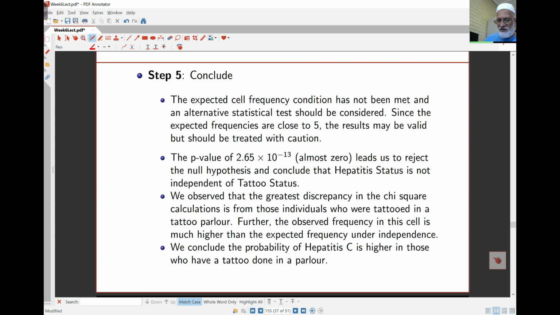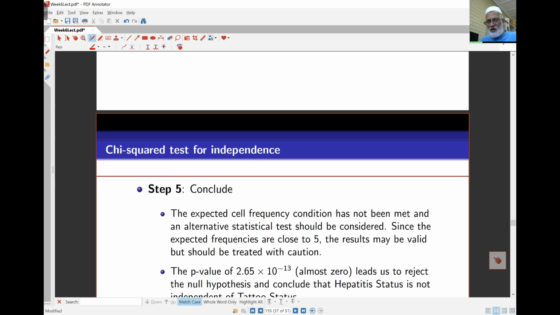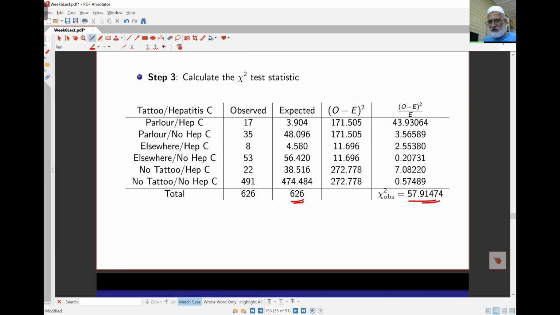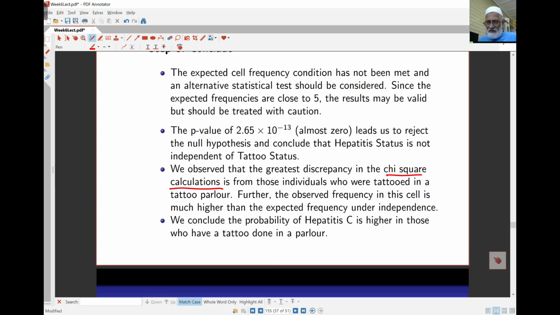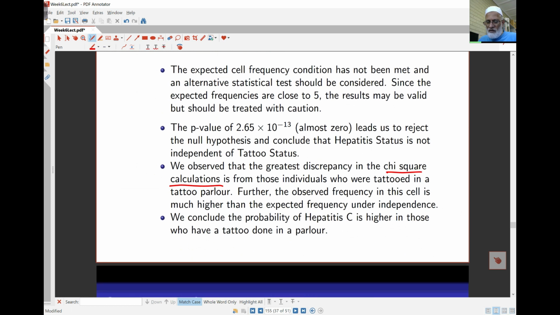Now it says here, you notice the greatest discrepancy in the chi-squared calculations, and that comes by looking at the chi-squared calculations themselves. And the biggest problem here is if they were done in the parlor, that's where the biggest discrepancy is. And you can see what's going on here. The observed frequency of hep C is much larger than expected. We're expecting quite a low there, but it's actually much larger. So this is where the problem is. It seems that individuals who were tattooed in a tattoo parlor had the high incidence of hep C.